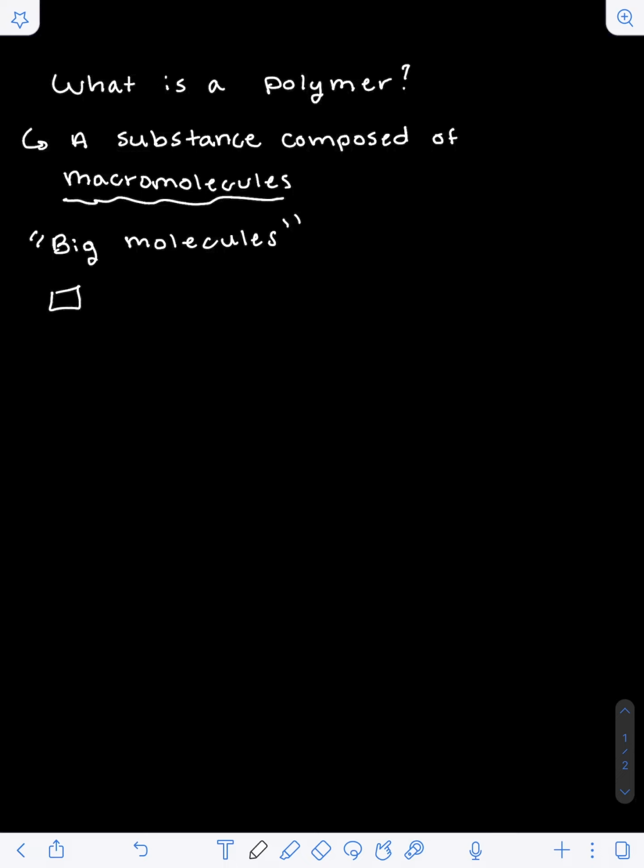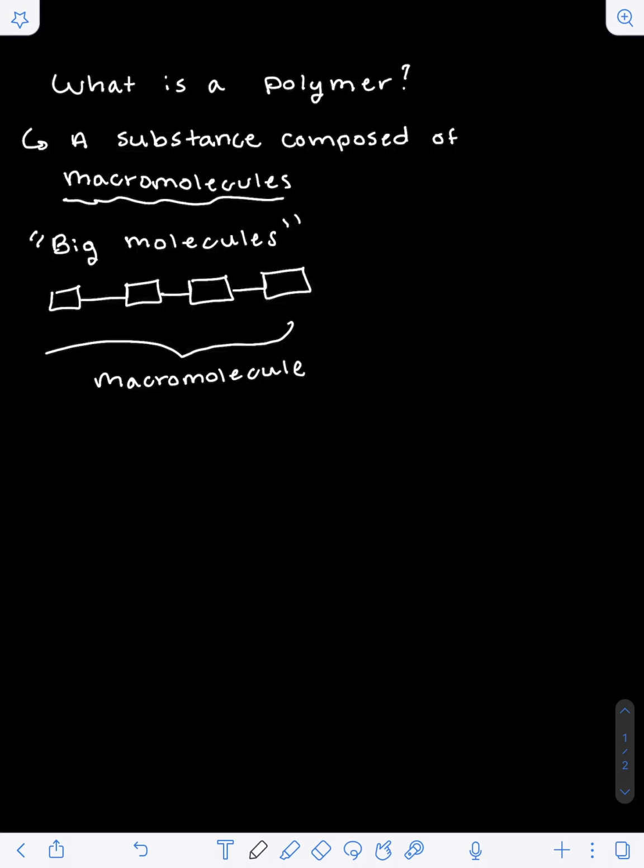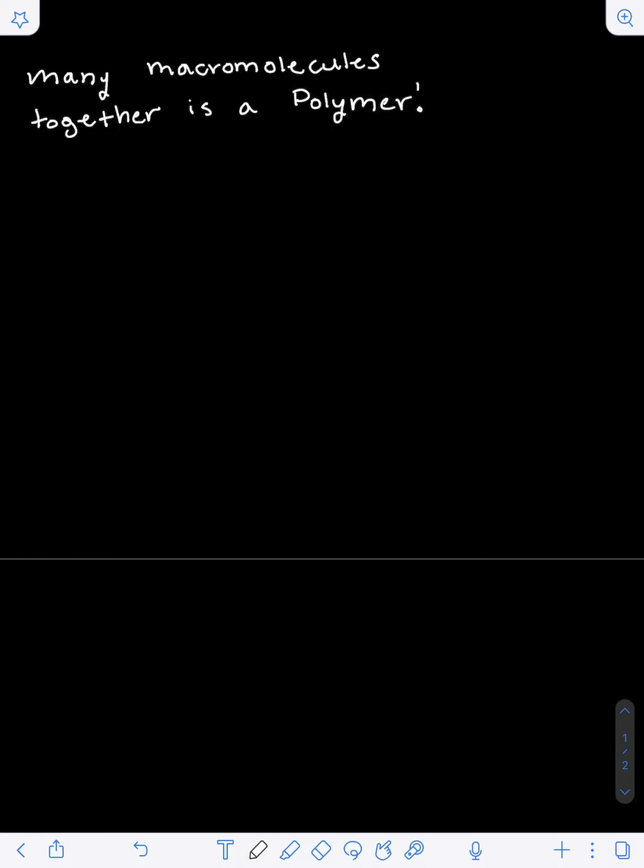So imagine that we have these blocks linked together. These chained together blocks we will call a macromolecule, while the individual blocks of the chain are called monomers. These are representative of individual molecules. These connected monomers come to make a large macromolecule, and several macromolecules is just polymer.